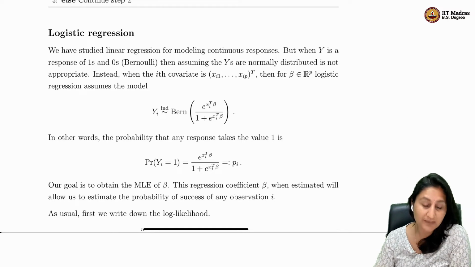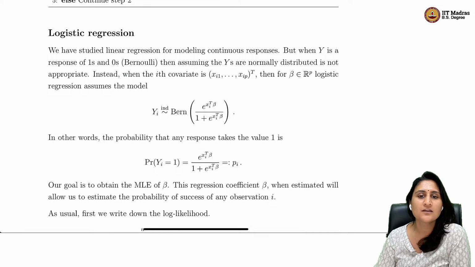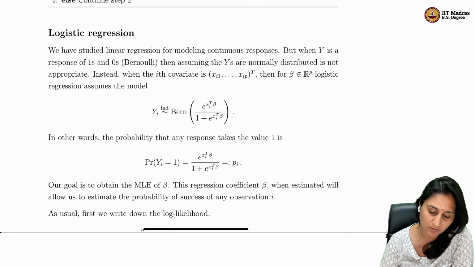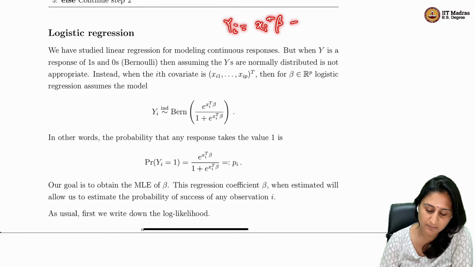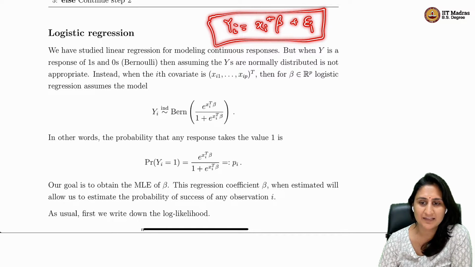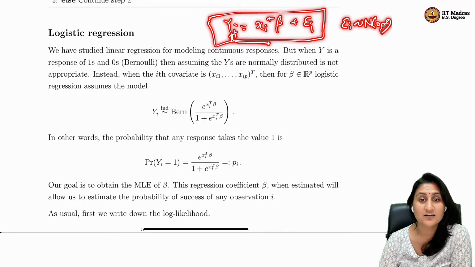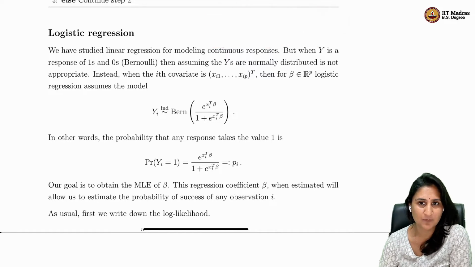But if we have binary responses, Bernoulli responses, then assuming that the y's are normally distributed, like we did in our linear regression model, where we said that yi is equal to xi transpose beta plus epsilon i, is no longer a reasonable idea. When the epsilon i's are normally distributed, we are assuming that our y's are continuous, and we can't really assume that because y's only take the values 0 and 1. So instead, what do we do?